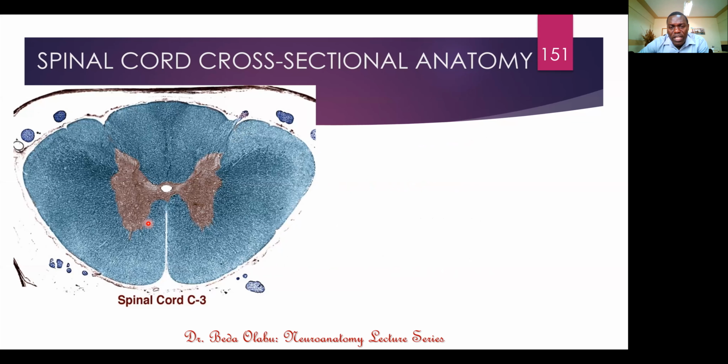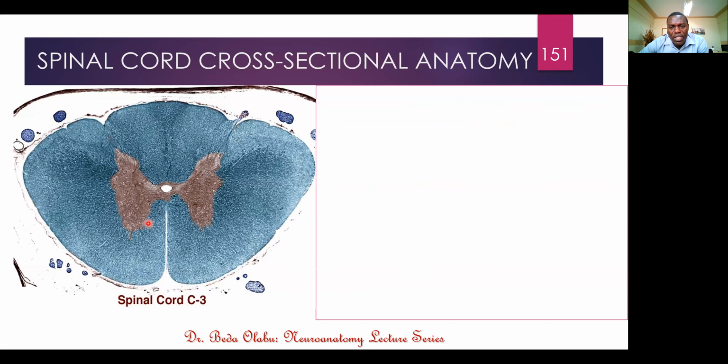Let's look at the internal anatomy of the spinal cord. In cross-section, the spinal cord has this depression here, a bit deeper on the anterior side. We call that the anterior median sulcus. You can call it ventral median sulcus, this one.